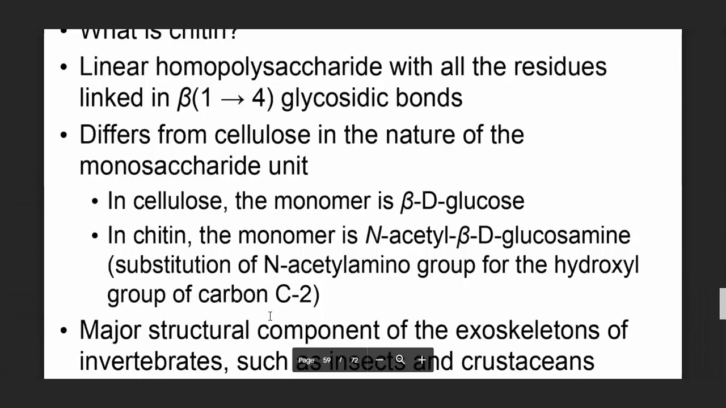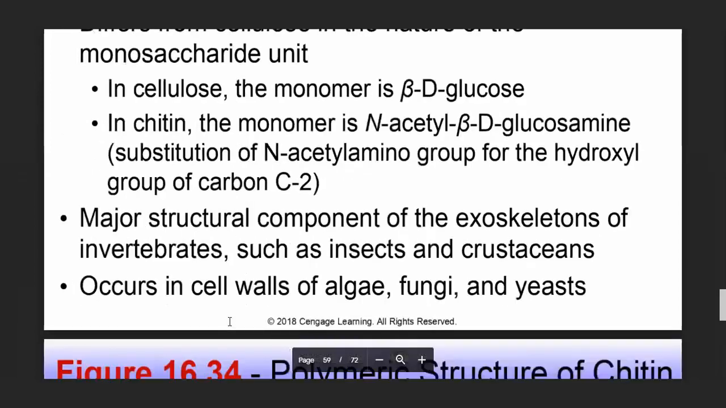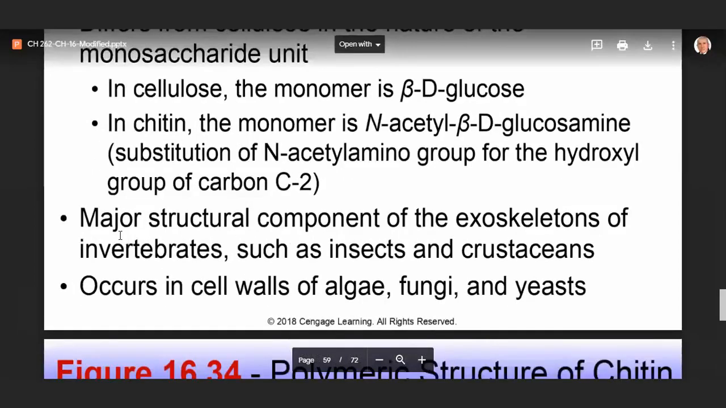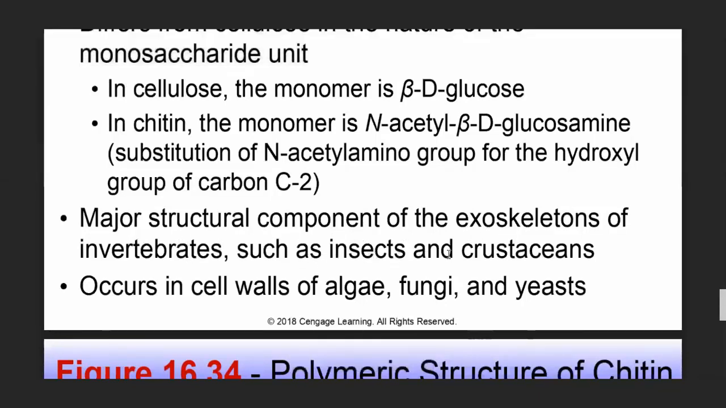Now, like cellulose, chitin plays a crucial structural role and has a fair amount of mechanical strength because the individual strands are held together by hydrogen bonds. Now, where do you find chitin? It is a major structural component of the exoskeletons of invertebrates, such as insects and crustaceans. However, it also occurs in the cell walls of algae, fungi, and yeasts.